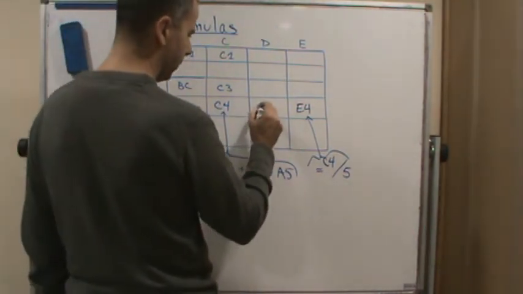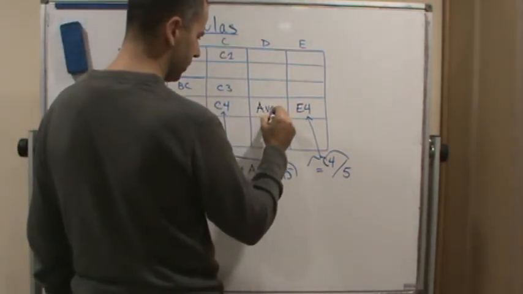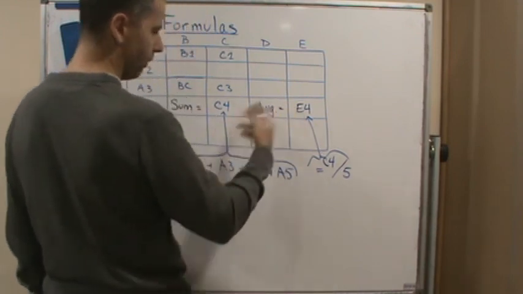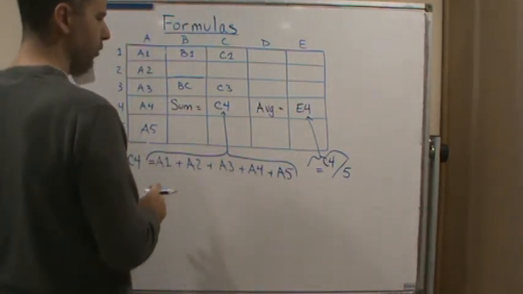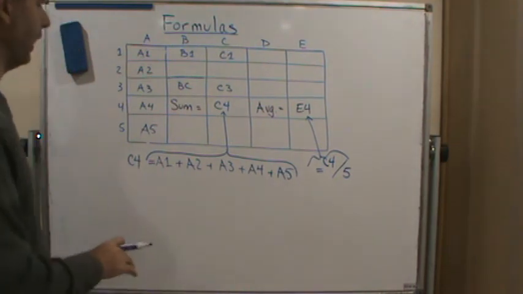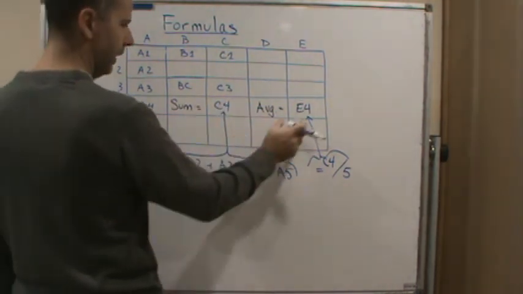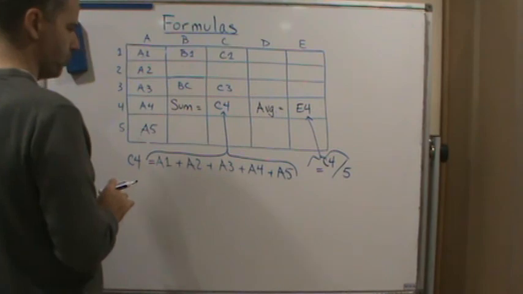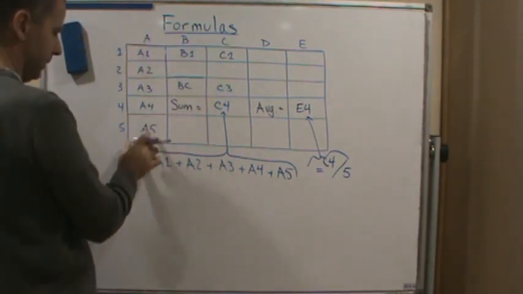And then here you could put, let's say, Average equals, or abbreviate, or write it out. So then when you go back to the spreadsheet, you see, oh, okay, this cell is the sum, and this cell is the average. Average of what? These 5 numbers.